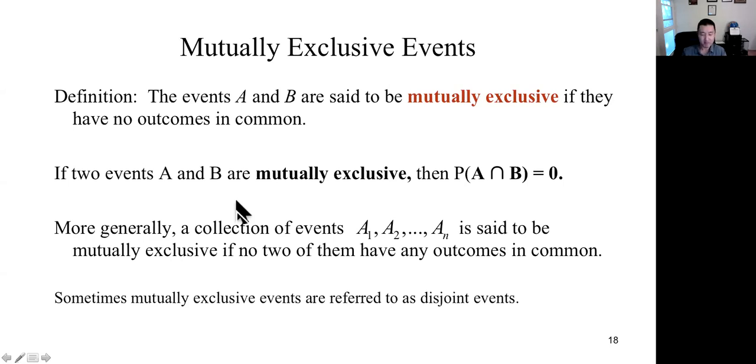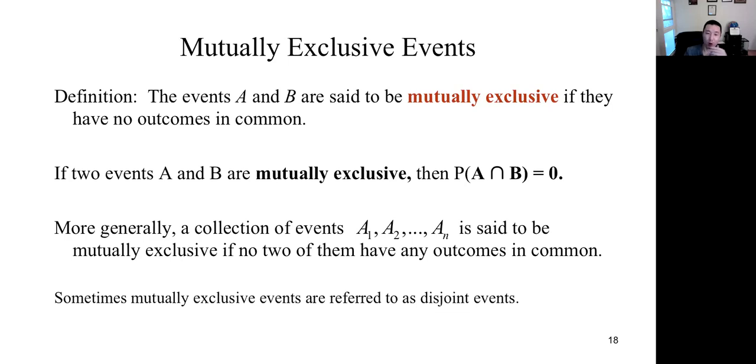Two events, A and B, are said to be mutually exclusive if they have no outcomes in common. Which means the intersection of A and B, P is for probability, the probability of the intersection of A and B is equal to 0. There's nothing in common between these two circles. These two circles do not touch. Then we call that two events mutually exclusive.